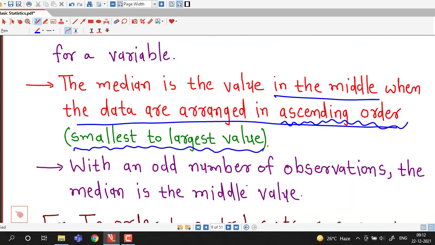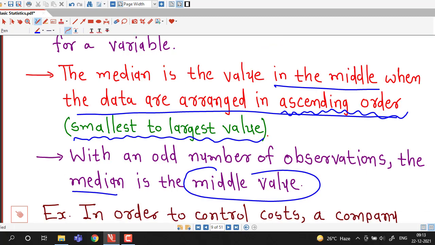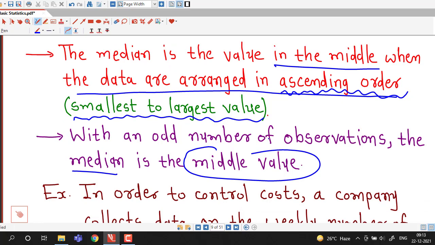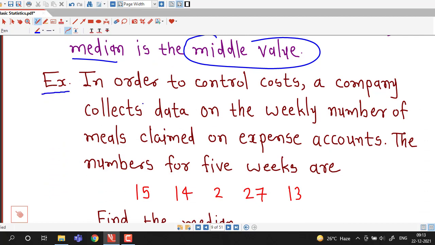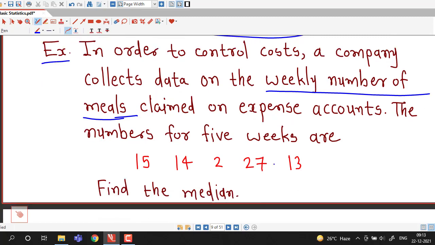With an odd number of observations, the median is the middle value. Suppose the number of observations is odd, then the middle value will be the value of the median. Here we have taken one example to explain this. In order to control costs, a company collects data on the weekly number of meals claimed in expense accounts. This is our variable under consideration, the weekly number of meals. The numbers for 5 weeks are 15, 14, 2, 27, 13, and we are asked to find the median for this data.